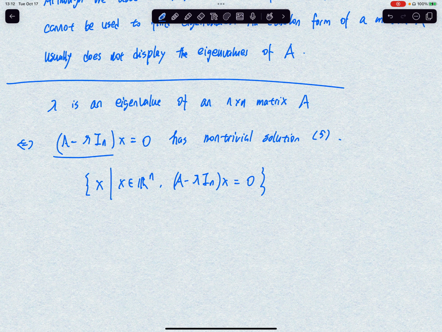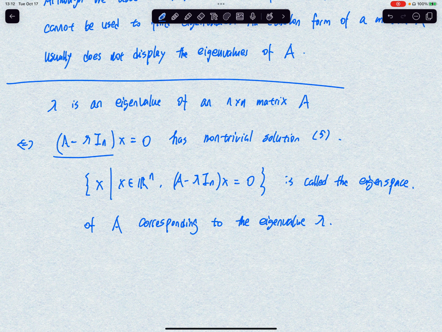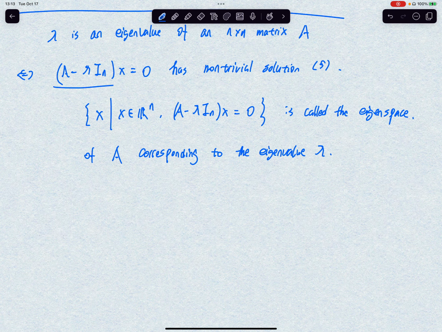This set is called the eigenspace, of course the eigenspace of matrix A corresponding to the eigenvalue lambda. And the eigenspace obviously consists of the zero vector and all the eigenvectors corresponding to lambda. So it is important, once we know a subspace, to find the corresponding basis for it.